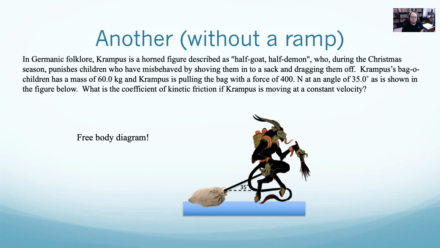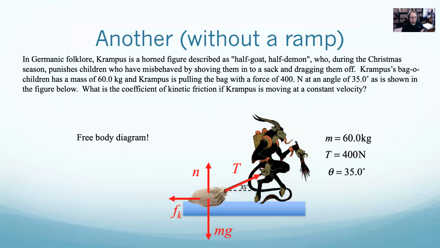Only the most cheerful things in physics class. And what I can say is gravity pulls it down. He's pulling it, so there's a tension. It's coming across the ground, so there's friction. And it's on the ground, so there's a normal. I also said he's moving at constant velocity, so the acceleration is 0.